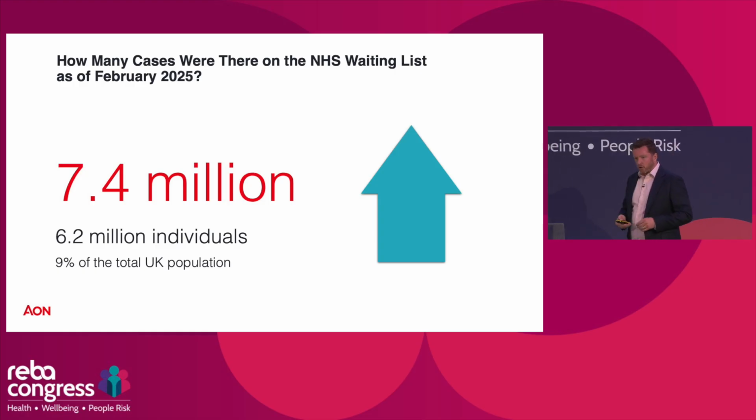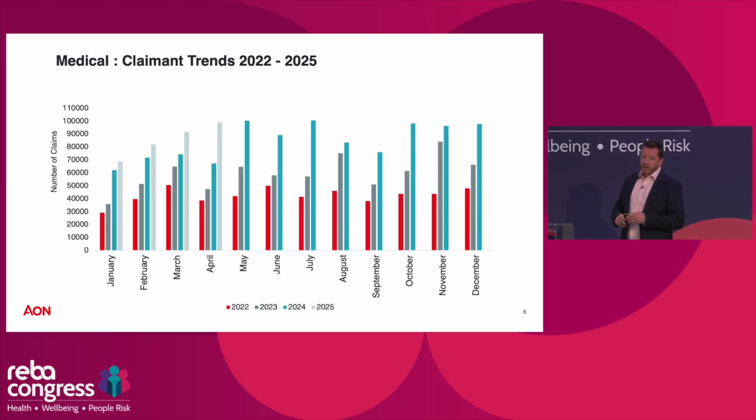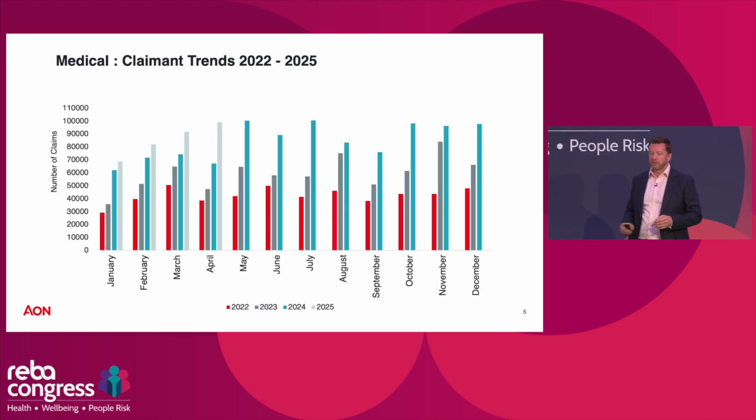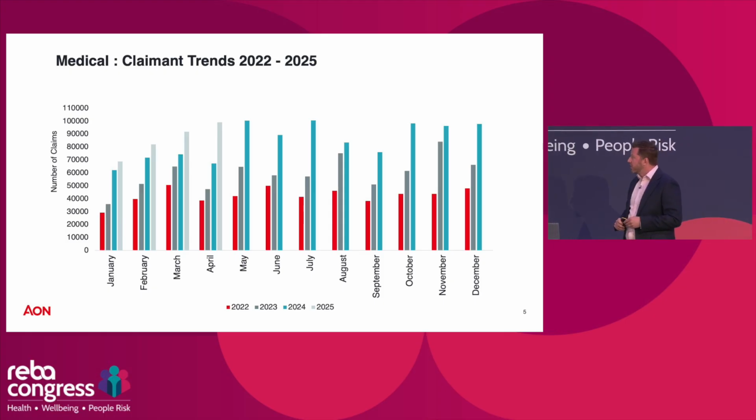But bringing this down a bit closer, what's the real impact of that in the context of benefits and health in the workplace? These are the claims rates for private medical across Aon's book of business for the last few years. Along the bottom are the months of the year, and up the left-hand side, the number of claims in any one given month. The red bar is 2022, all the way through to the latest grey bar. If you can see at the back, if you can't, it's very high, the grey bar in 2025.